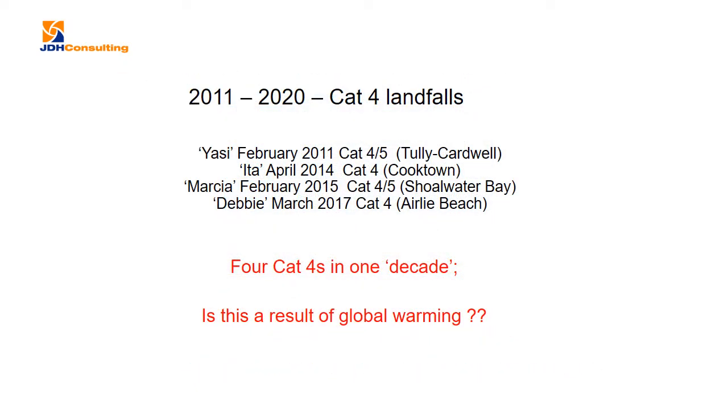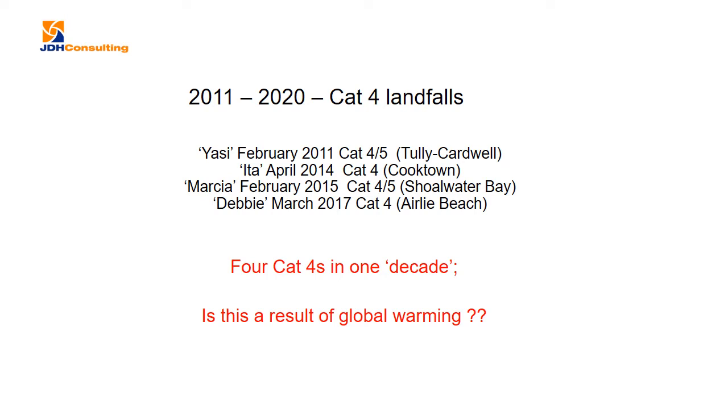Now on this slide, we're focusing on the 4 very severe tropical cyclones that made landfall in the years 2011 to 2020: Yasi, Ita, Marcia and Debbie. These were very strong events. They all did some damage. But the point is, we've had 4 of these events in the 1 decade, whereas, as we saw on the previous slide, the average over the previous 4 decades was less than 1 per decade. So this decade, 2011 to 2020, was obviously exceptional.